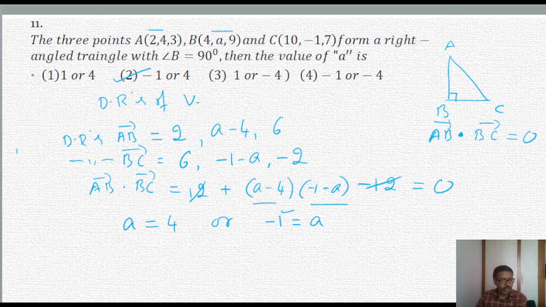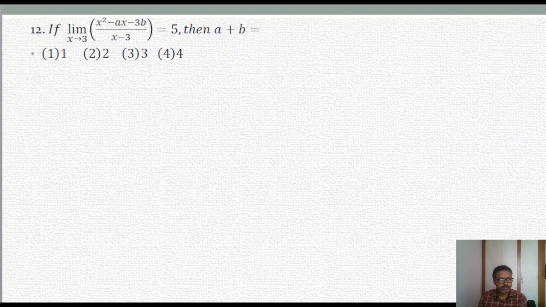Okay, let's move on to the next one, friends. Now the next question is on limit. Whenever a question on limit is given to us, and here they have given that the limit value is a finite value and it is equal to 5, and you need to find the value of a plus b. If you apply the limit directly, what happens? As you have x minus 3 here and x tends to 3, the denominator will become 0.